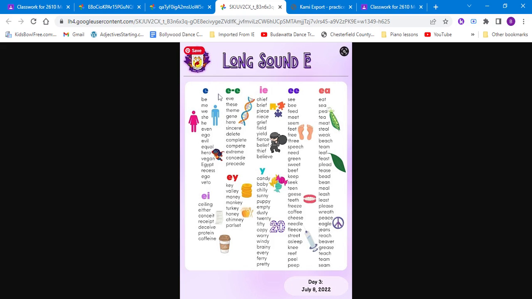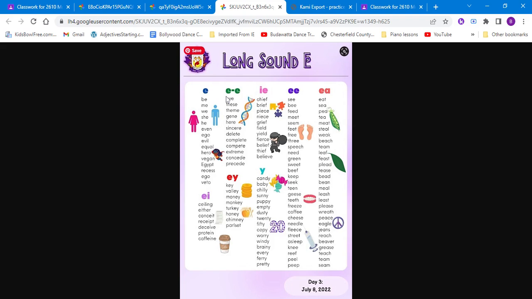There are many different ways to write the long E. The first one is just E. So we hear the long sound E. Some examples are be, me, we, she, he, or even. We hear the long sound E in that E.